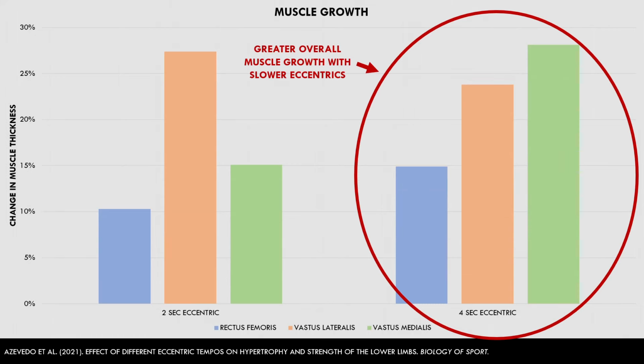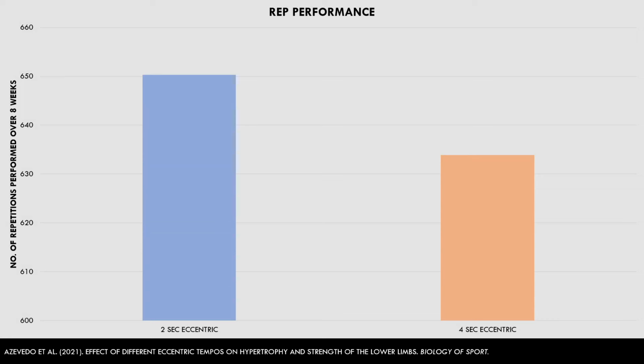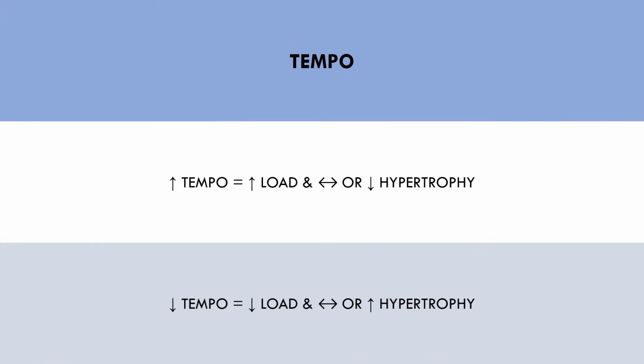However, as we can see here, total number of repetitions performed across the training program was higher with the faster eccentric tempo, shown by the blue bar, compared with the slower tempo. So although lifting with a faster tempo allows superior lifting performance, this doesn't translate to superior muscle growth. A more controlled eccentric tempo will probably result in similar, if not superior muscle growth while limiting lifting performance.